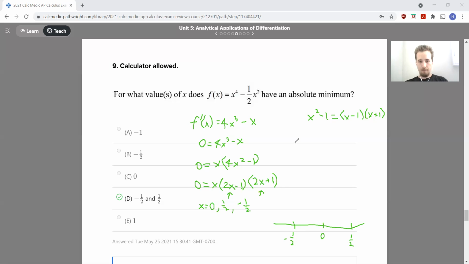If you plug in f prime of, I'll test negative 1 to test here. f prime of negative 1 for 4x cubed minus x, which is what we're using. We get 4 times negative 1 to the third minus negative 1. And we get negative 4 plus 1. We get negative 3. So this is a negative over here.